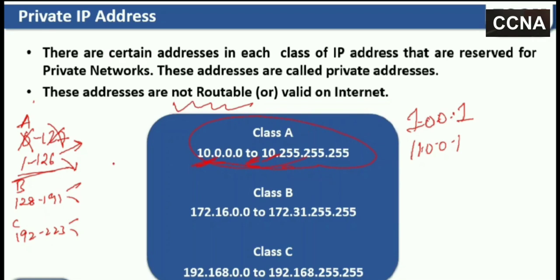11, 12, 13, 14, up to 126, all of those belong to what? Public addresses. Got the point, right? In class B, 128 to 191 is the range. In that, 172.16 to 172.31.